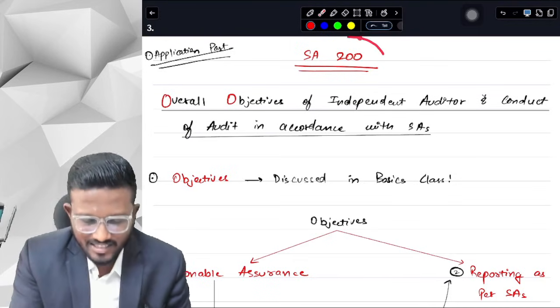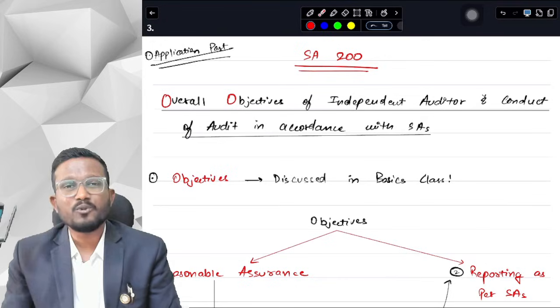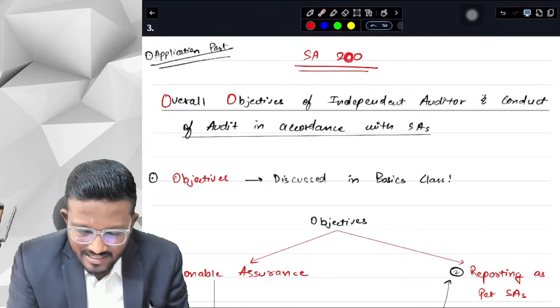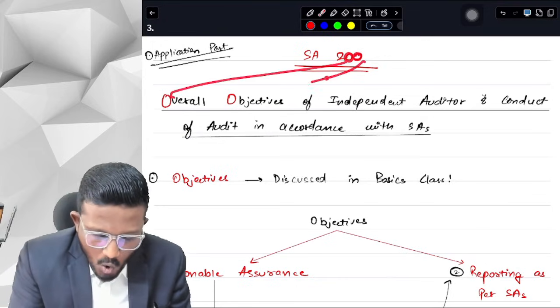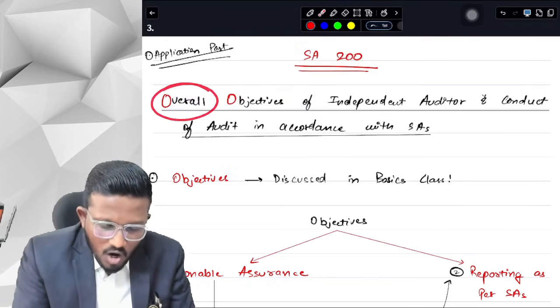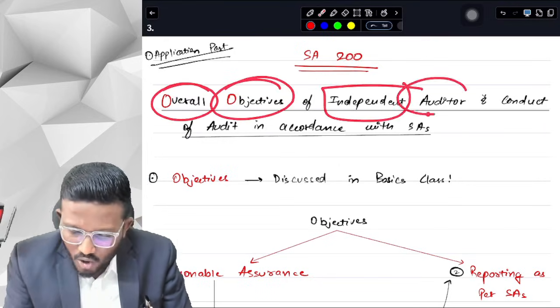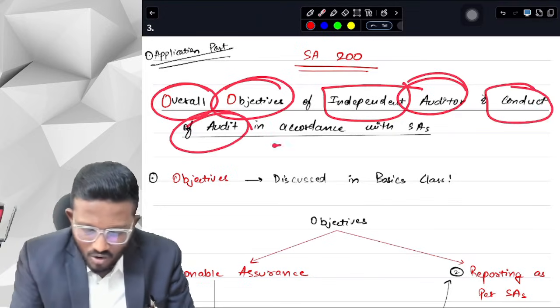First of all, let's discuss our SA 200. So what does SA 200 say, sir? SA 200, you can say double-O, so it stands for OO. It talks about overall objectives of the independent auditor and conduct of an audit in accordance with SAs.